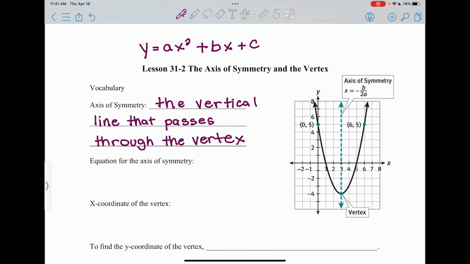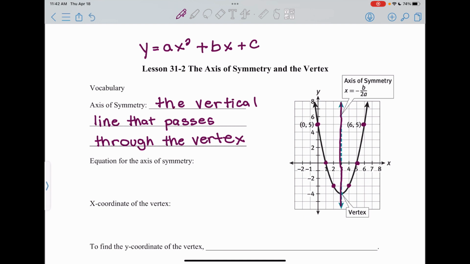We have talked about how parabolas are symmetric. If we draw this imaginary vertical line through the vertex of the parabola, it splits the parabola perfectly in half, such that every single point has a mirror point on the other side of that line. If we were to fold along that vertical line, the parabola would line up with itself. That line is called the axis of symmetry, the vertical line that passes through the vertex.